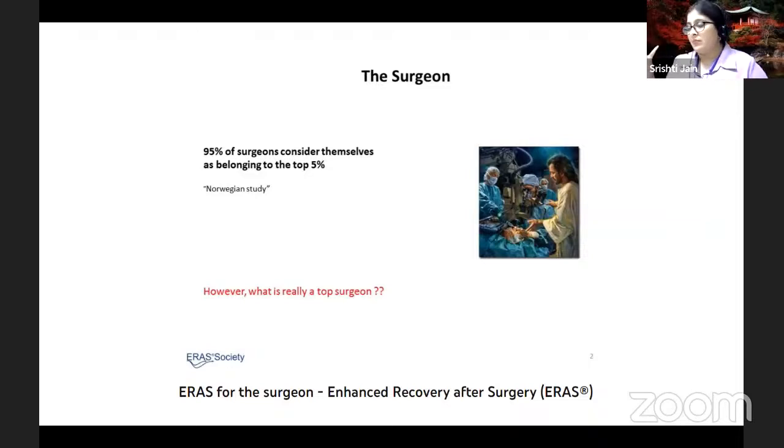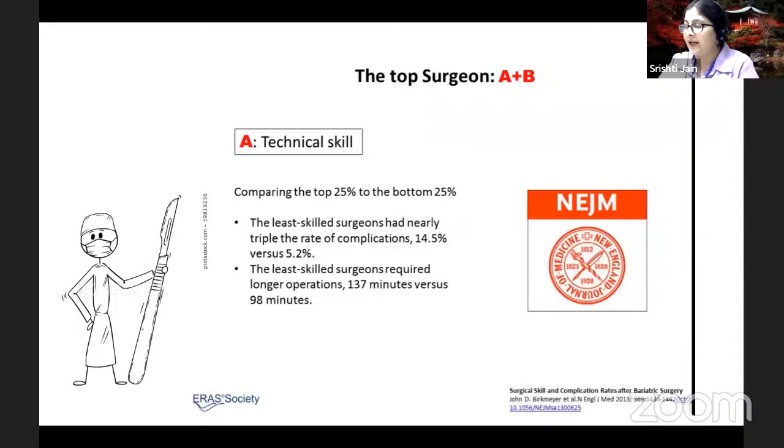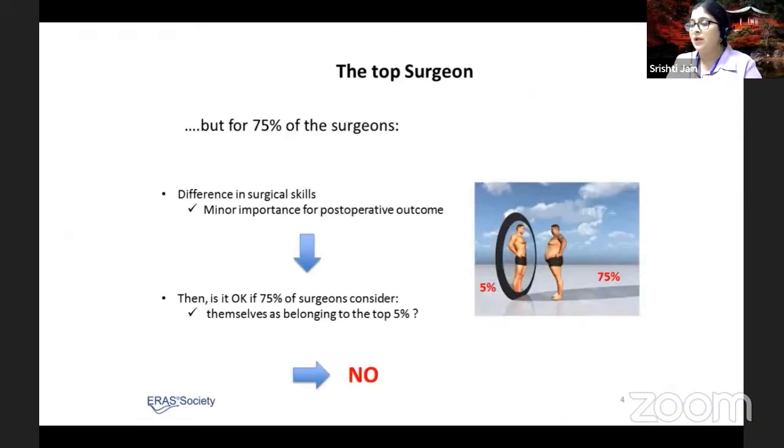So this is how surgeons think: 95% think that they are among the top 5%. Now, technical skills. This was a study published in NEJM in 2013, comparing the top 25% of surgeons to the bottom 25%. The results were that the least skilled surgeons had nearly triple the rate of complications, 14.5% versus 5.2%, and the least skilled surgeons required longer operative time. So this is what they found.